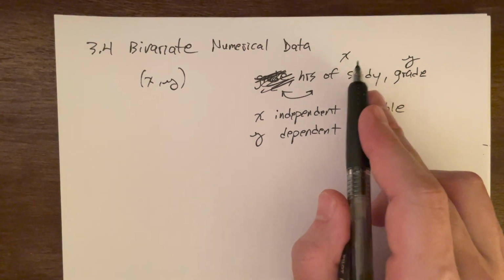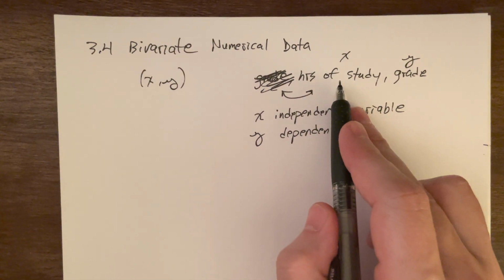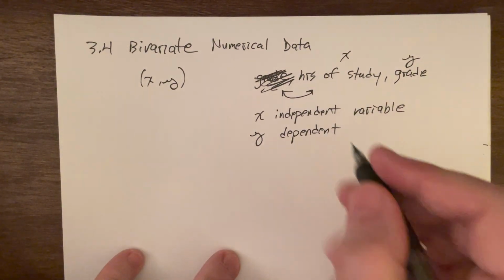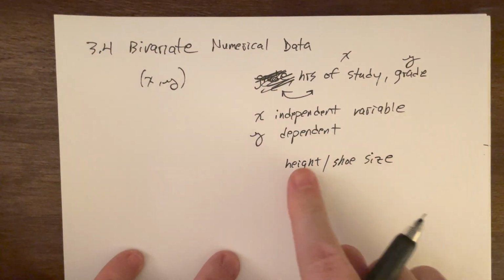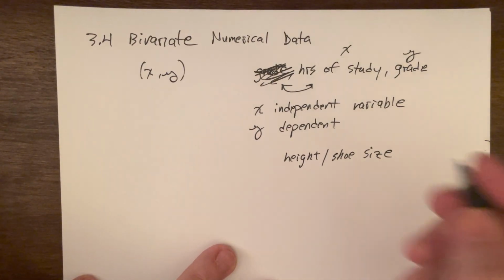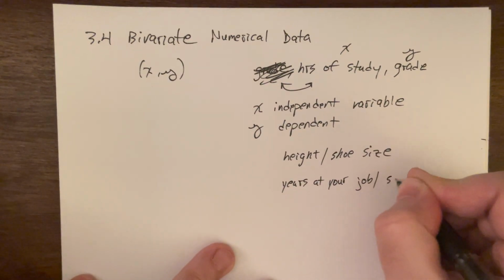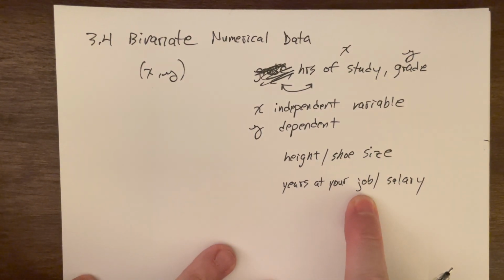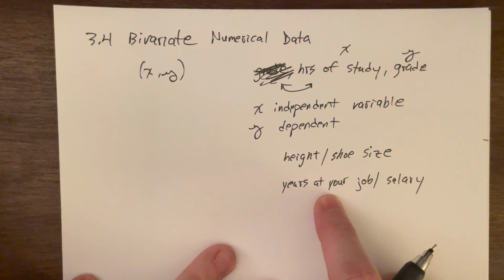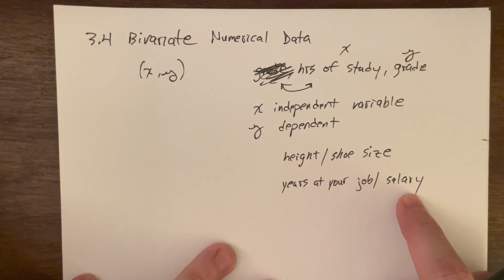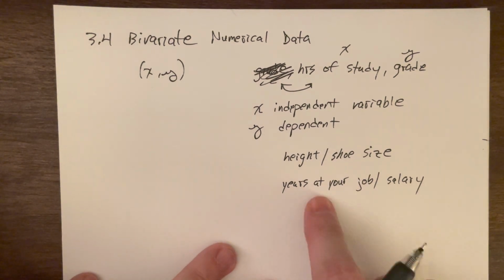Because thinking about it, you control how many hours you study, and the grade you get depends on how many hours you studied. Now, there's other relationships that are not quite that clear. If we want to look at the relationship between height and shoe size, there are things we can guess, or other things like how many years at your job compared to your salary. This one is more like this one, and we could probably guess this would be the nature of the relationship, that we would guess something like the longer you're at your job, the higher the salary you would receive, and that would be the connection between those two. But that may not necessarily be the case. It's possible it would go the other way.